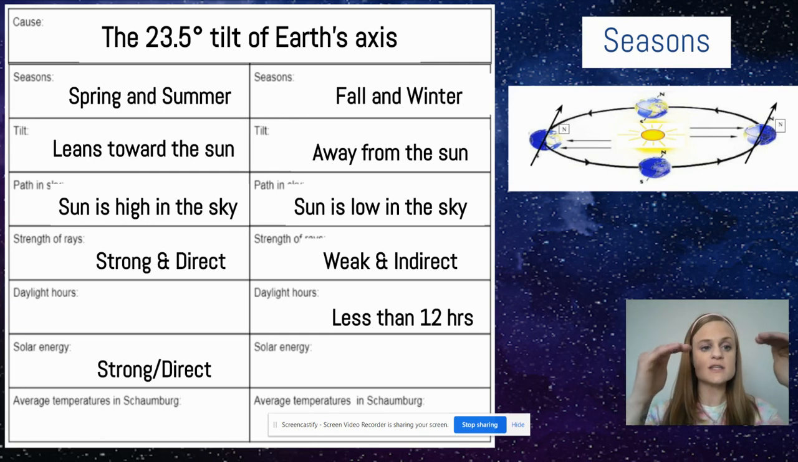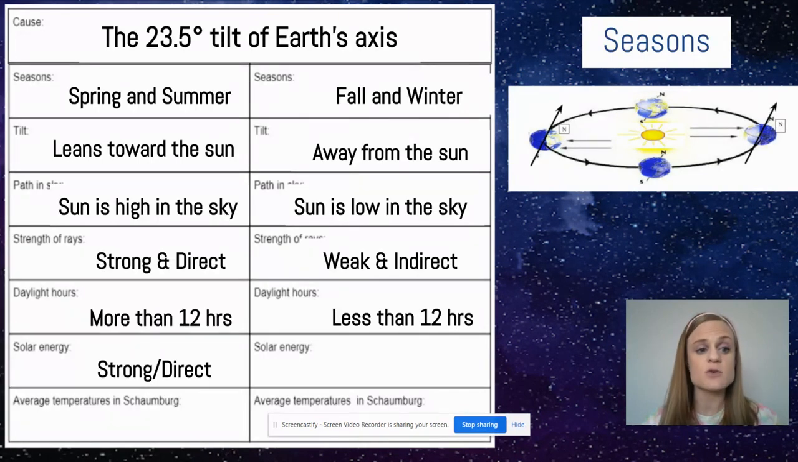As you see, all of the different key concepts build off of each other and they relate to each other on the chart. Daylight hours during spring and summer are more than 12 hours because of that high path in the sky. And the daylight hours during fall and winter are going to be less than 12 hours because the sun is low. We're getting those indirect rays because we're tilted away from the sun. The solar energy that we're pulling from the sun during spring and summer is strong and direct. And during fall and winter, the amount of energy that we're getting from the sun is weak and indirect. Again, that has to do with the tilt of Earth away from the sun.